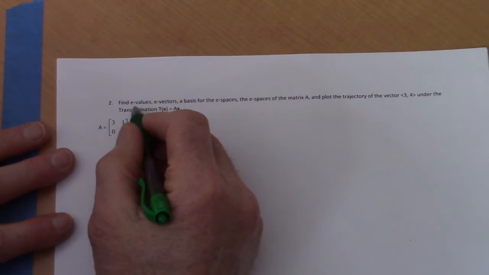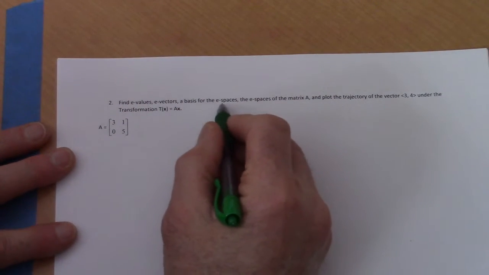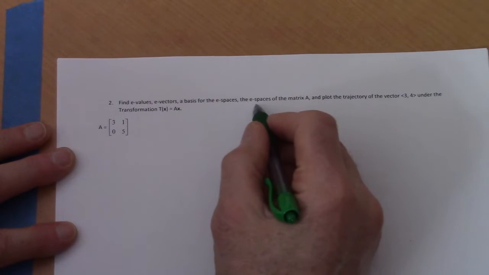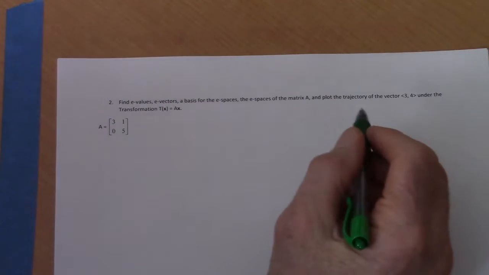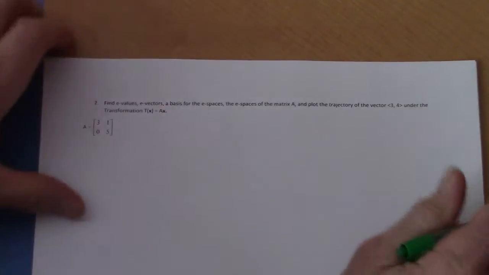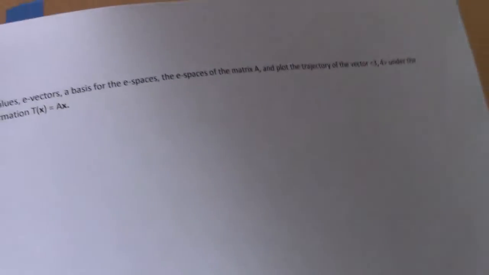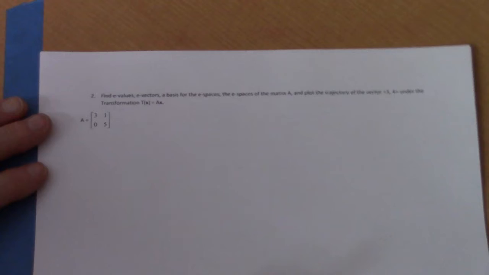Problem number 2 is to find the eigenvalues, eigenvectors, and then a basis for the eigenspaces and the actual eigenspaces for the matrix A. And then plot the trajectory of the vector 3, 4 under that transformation. So here's the matrix 3, 1, 0, 5.